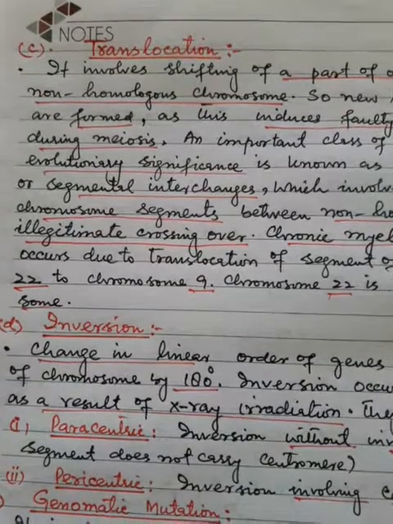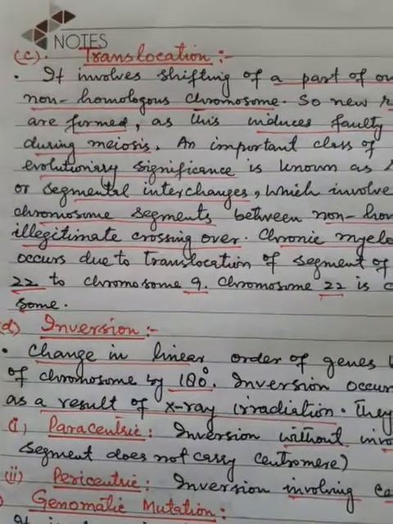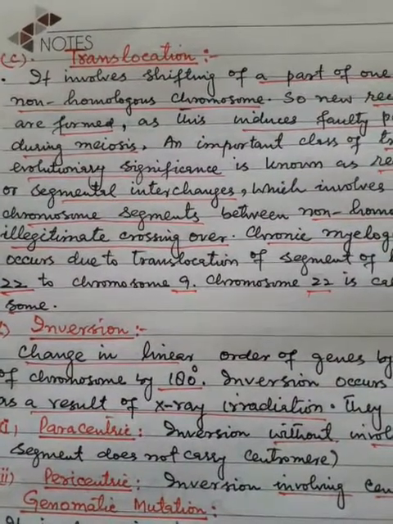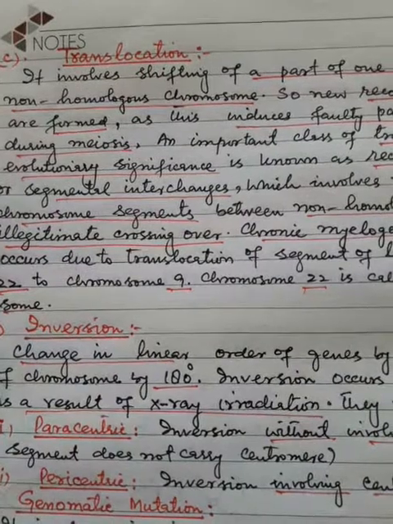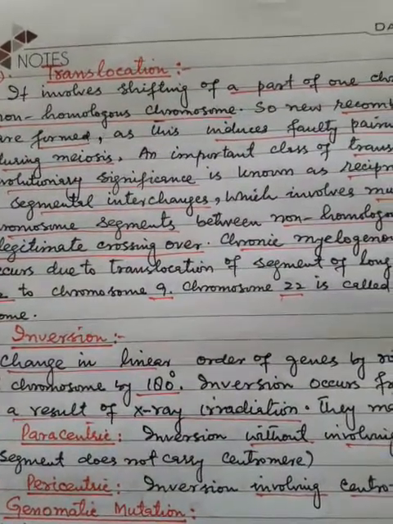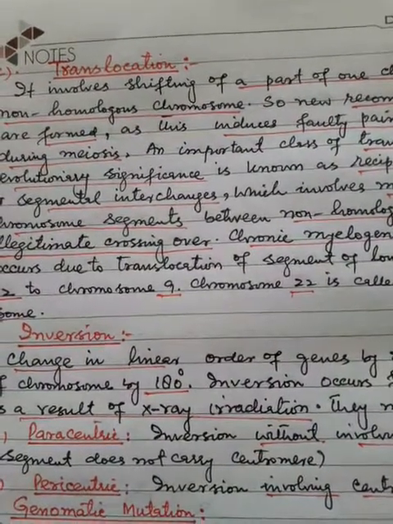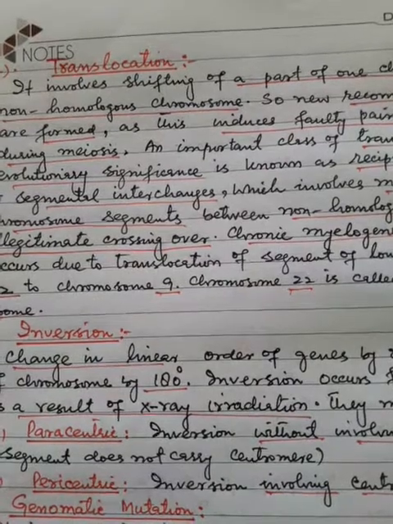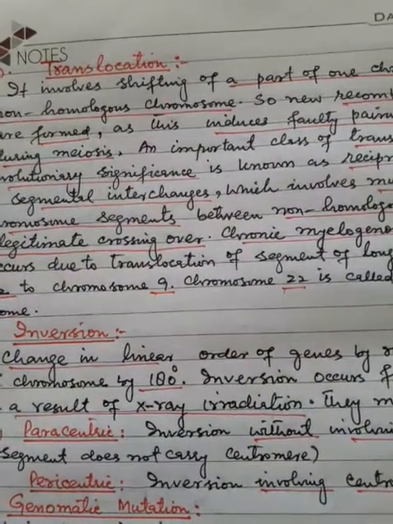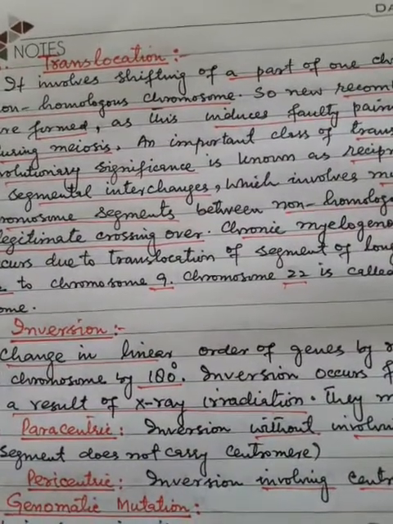Today's offline class is in continuation with yesterday's offline class that was about mutation. We discussed in the previous class that mutations are of three types: gene mutation, chromosomal aberrations, genomic mutation. Out of these three types, we have discussed gene mutation and half of chromosomal aberrations.